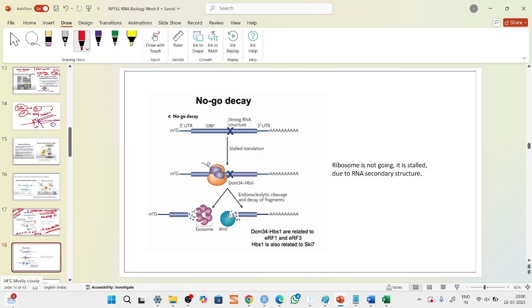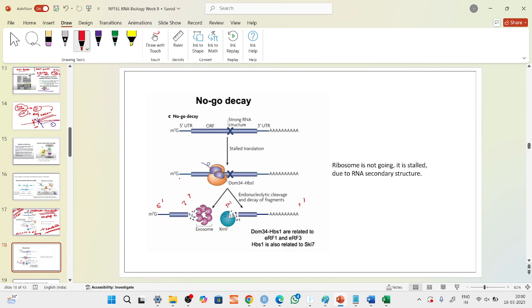So you see here, some RNA structure has formed in between. And because of this RNA structure, the translation is stalled. And when the translation is stalled, some machinery comes and there is an endonucleolytic cleavage. And when there is an endonucleolytic cleavage, this mRNA forms two different segments. Here, this becomes the 5 prime end. This becomes the 3 prime end. Here, this becomes the 5 prime end. This becomes the 3 prime end.